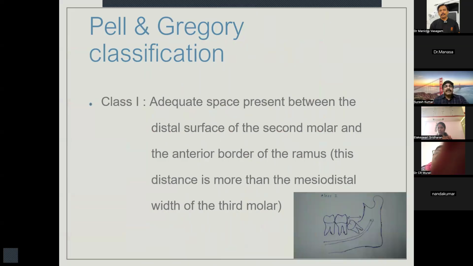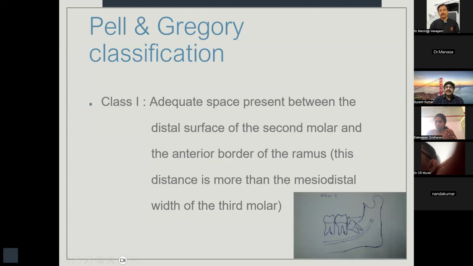Okay, we also have another way of classifying it, which is known as the Pell and Gregory classification. Theoretically, it is very good, and practically also it is useful. What we commonly use is the Winters classification, which we just now discussed, but this also has a very useful role. In Pell and Gregory classification, we have two categories. Number one is called class, second one is called division. So in the class category, there is 1, 2 and 3.